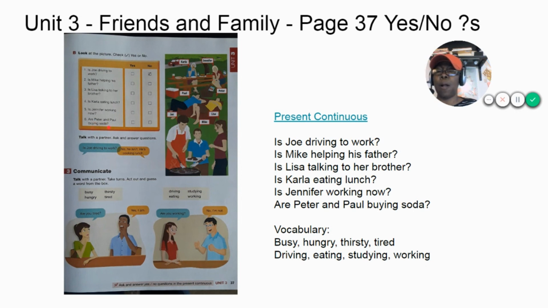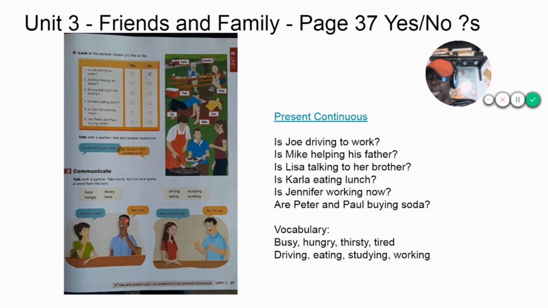Are Peter and Paul buying soda? Peter and Paul are chilling like a villain in the cut. That's a slang. Sorry, guys, I couldn't help it. Please don't repeat that, okay? But Peter and Paul are just relaxing. They are not buying soda.